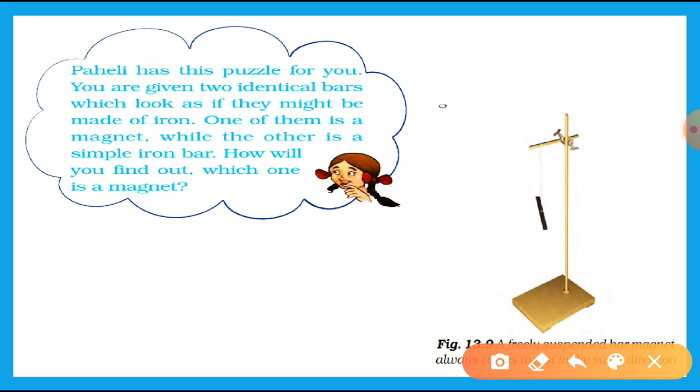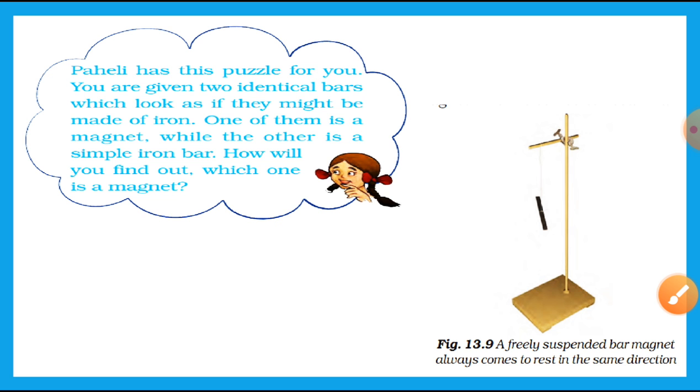There is another way to find out a magnet, that is, just make a freely suspended magnet. Okay, if you tie it from a point and it's freely suspended, now it will align in a particular direction. It will align in the north-south direction. So this is also a property of a magnet. We can find direction with the help of a magnet.